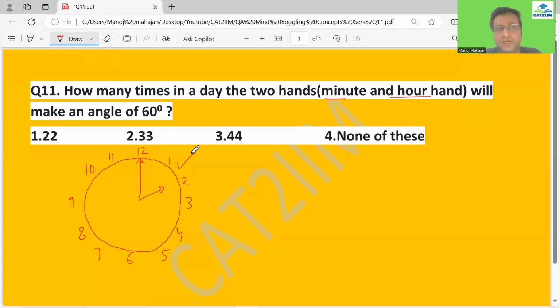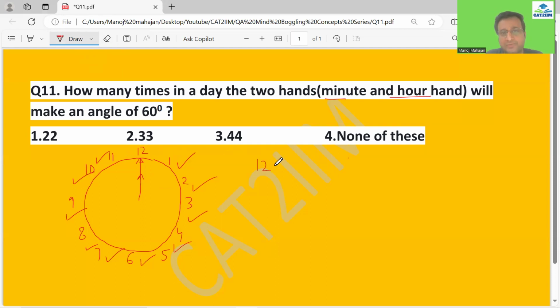The same way, if I look at the other divisions, between 1 and 2 the first meeting, between 2 and 3 the second, third, fourth, fifth, sixth, seventh, eighth, ninth, 10th. Now the 11th one would happen exactly at 12. So if you look at the two divisions 11 and 12 and 12 and 1, the meeting is happening exactly at 12. No doubt there are 12 divisions, and a lot of students will feel they will meet 12 times in the 12 hours span, but that is not the case.